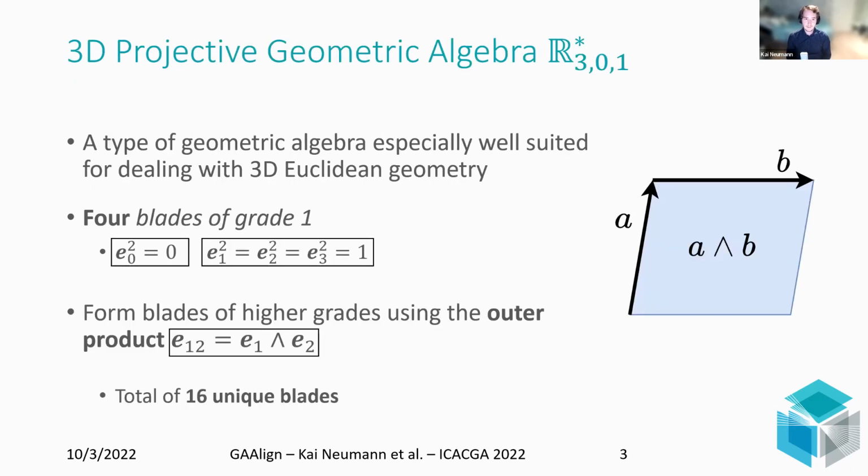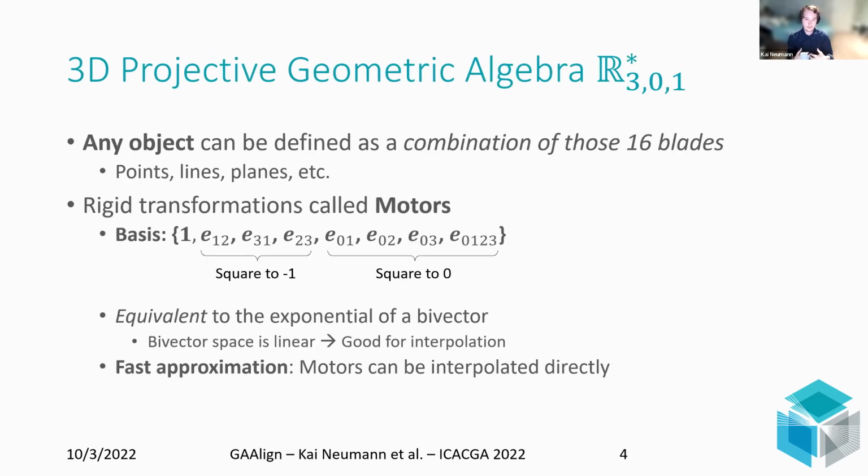Okay, first of all, what is 3D projective geometric algebra? Again, this is a type of geometric algebra which is especially well suited for dealing with 3D Euclidean geometry. It consists of 4 blades of grade 1, which are E0, which squares to 0, and then E1, 2, and 3, which all square to 1. We can use these 4 blades of grade 1 to form blades of higher grades using the outer product. For example, we can get E12 using the notation E1 wedge E2, where wedge is the outer product. Using this, we can obtain a total of 16 unique blades. In this geometric algebra, any object can be defined as a combination of these 16 blades, so as a vector of 16 values. For example, you can define points, lines, planes, etc.